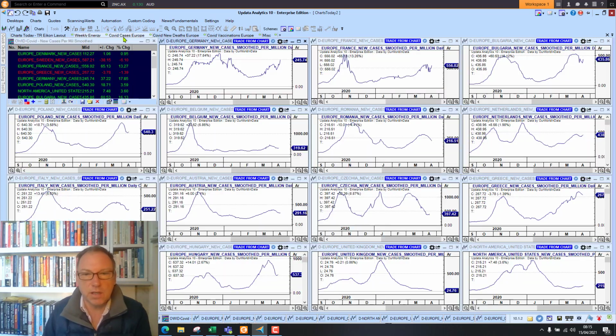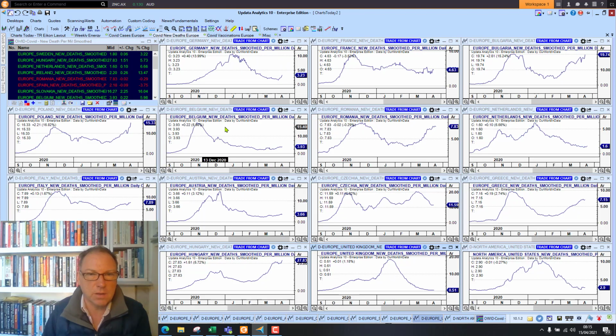A quick look at the coronavirus stats. This is cases. Germany looking worrying, still just pushing higher there. Many other countries managing to suppress their rates. France also not looking great. If we look at the fatalities, though, Germany again kicking up there. 6 times the number of fatalities.